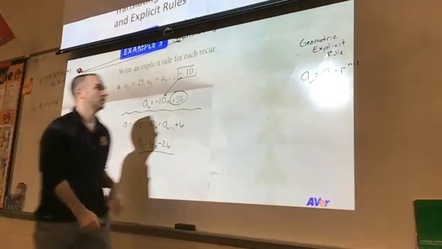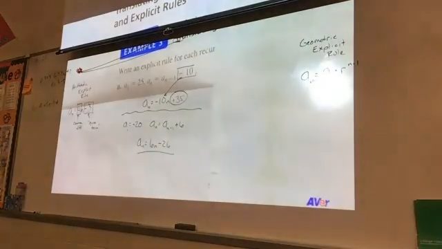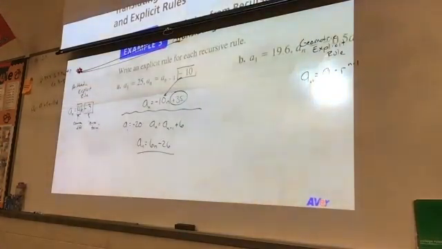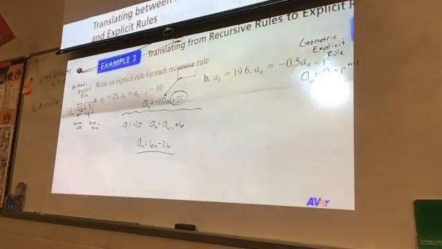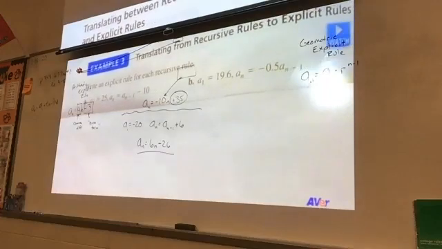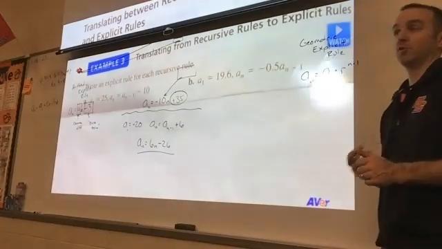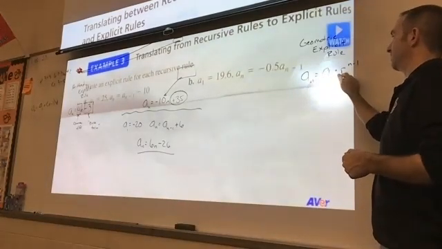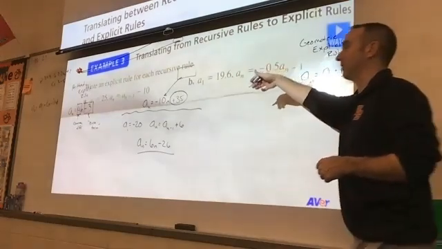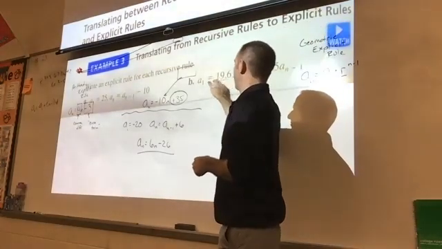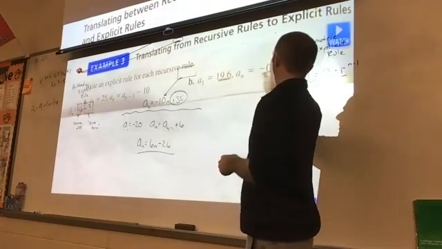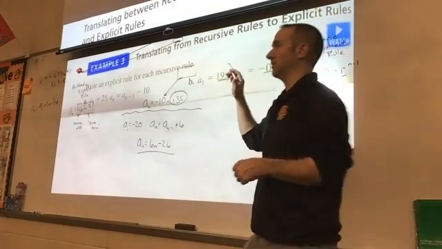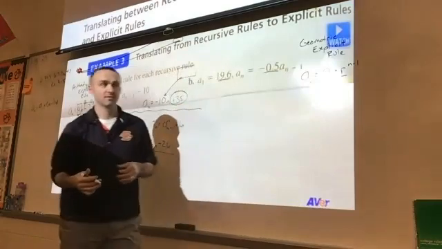All right, now we've got to do geometric. That geometric is easier. Pretty straightforward, actually. Because if you look at our geometric explicit rule, there are two things that we need. We need the first term, and we need the common ratio. In our recursive rule, they give us the first term and the common ratio. And they're even in the right order for us.